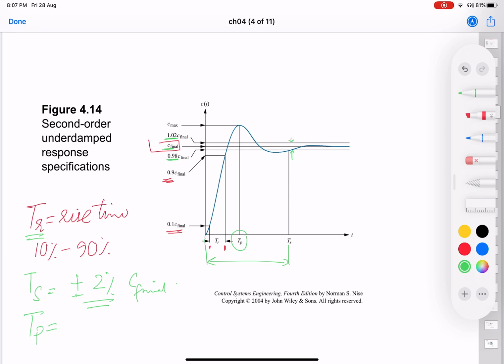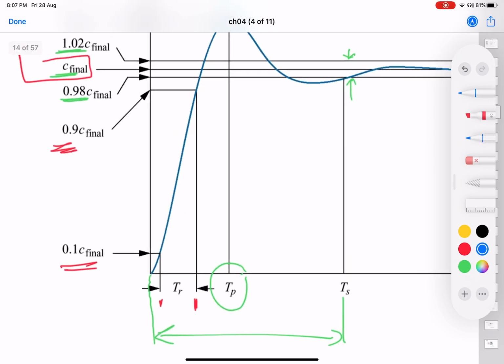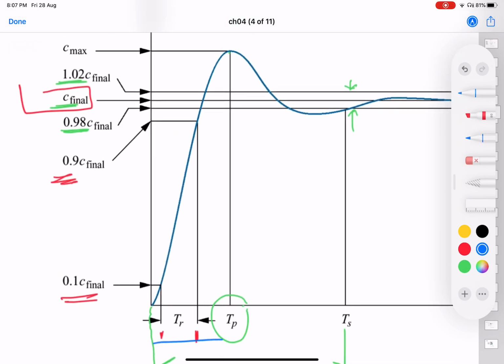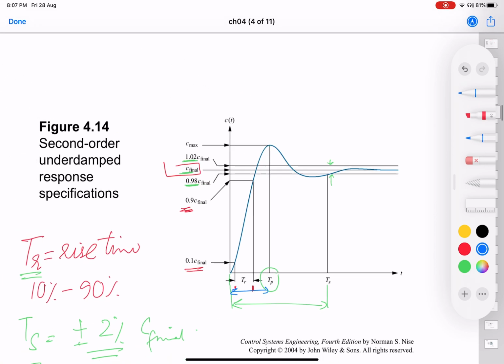So the peak value in this case is here, and this is your settling time, which is very clear from the figure, the time taken to reach the peak here. Now, you can also see what is the overshoot, how much are you overshooting, right?